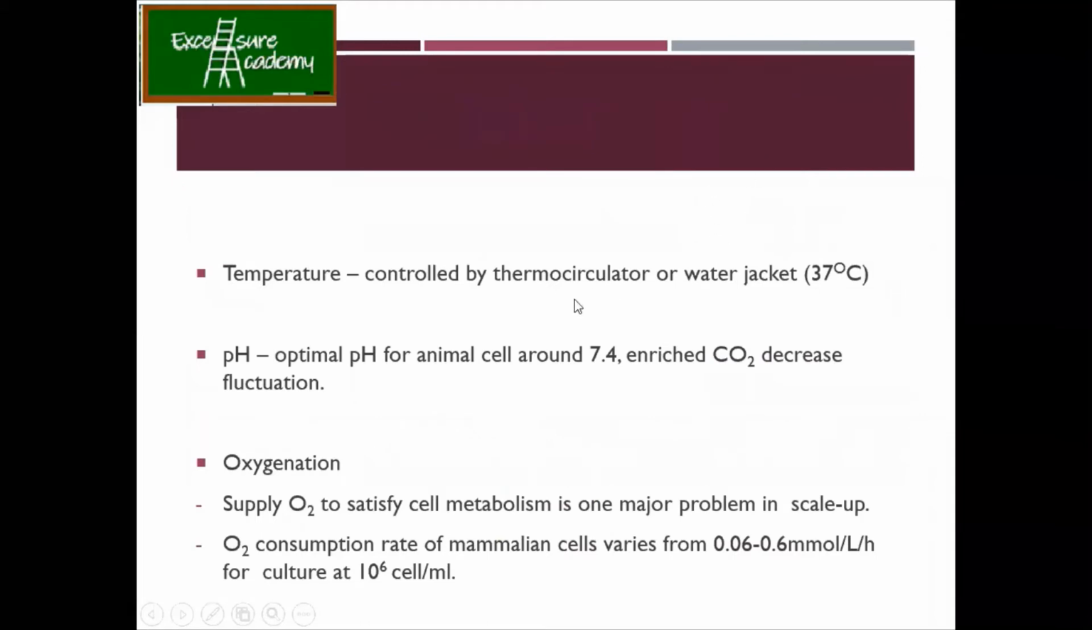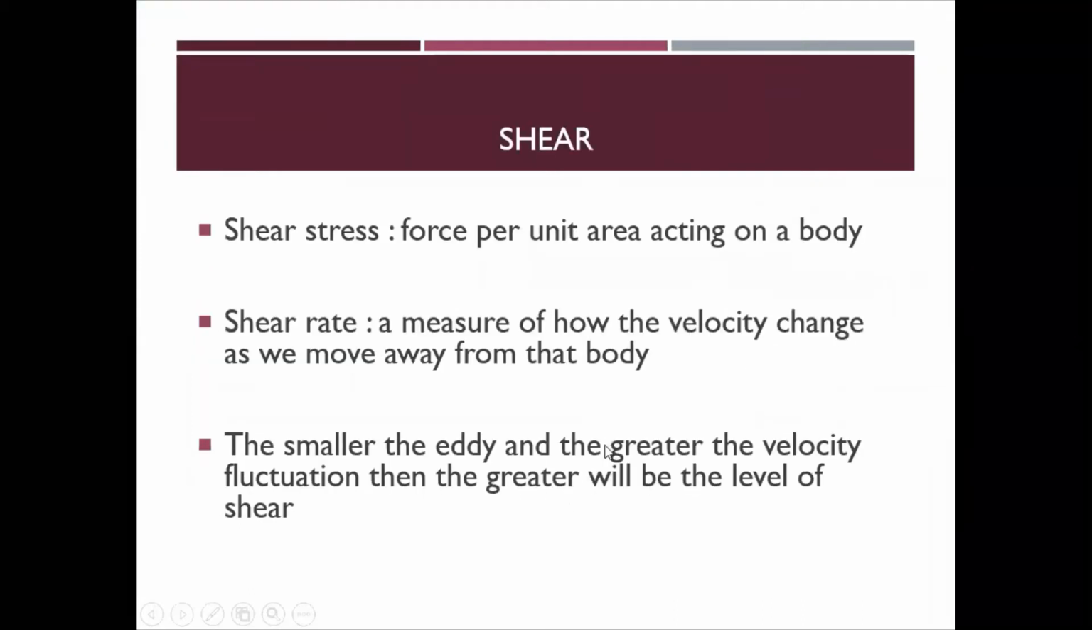Now you need to control the temperature. It has to be 37 degrees Celsius, otherwise the cells are not going to grow. Then of course the pH needs to be physiological pH, and then oxygenation means you need to supply the oxygen. So all these conditions are given in order to carry out the bioreactor cell culturing. Now shear force is there.